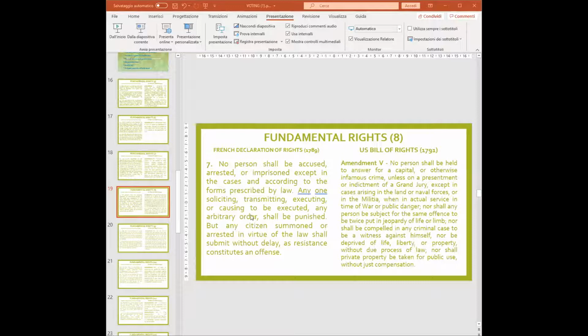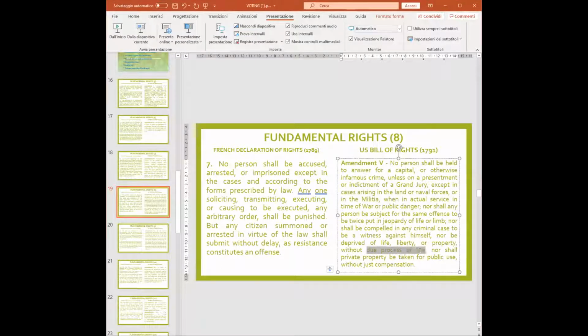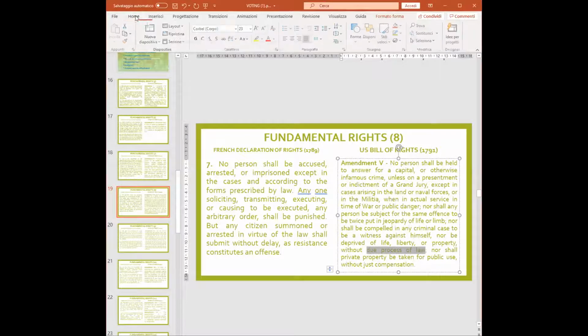So nobody can be compelled to be a witness against himself, nor can he be deprived of life, liberty, or property without due process of law. Now, this is a fundamental notion, and I would like to underline due process of law. When Americans speak of due process of law, while for us continental lawyers law is the act of parliament, here due process of law means that there is a legal procedure, and generally this is a judicial procedure.